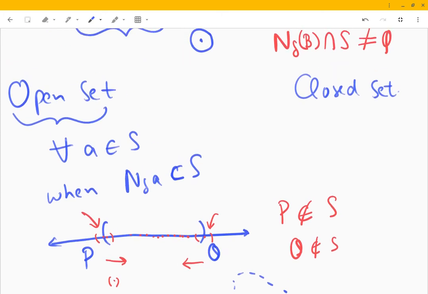Fairly simple. Now, closed set. Closed set on the real line. Now, these are our points P and Q.